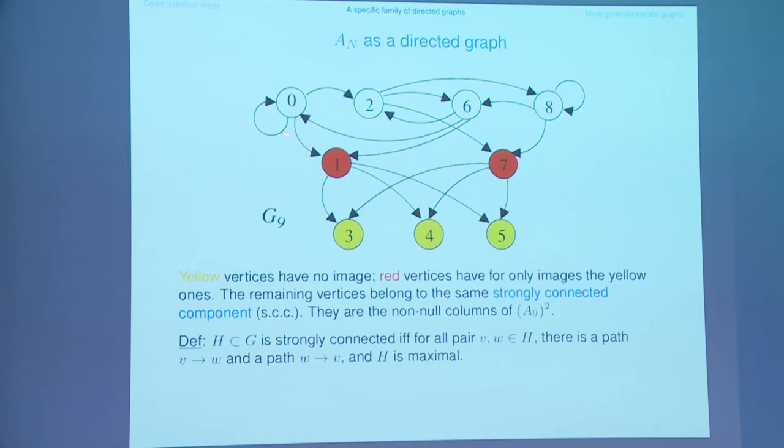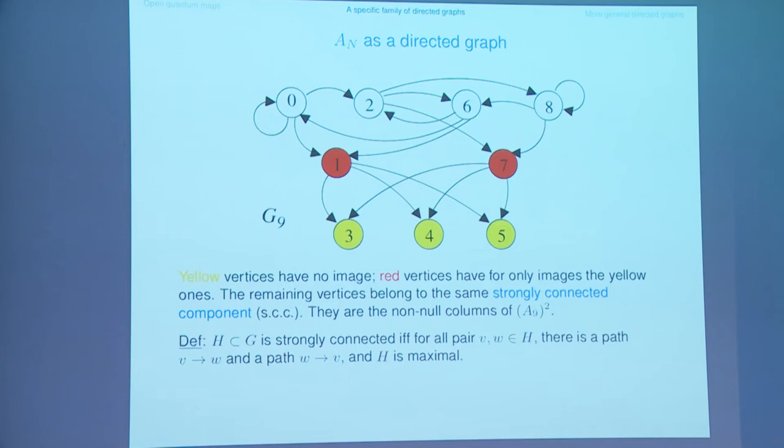So these four, 0-2-6-8, they are never killed. They will still be some entries of the matrix which are non-zero. And topologically, in terms of directed graph, these four nodes here make up what is called a strongly connected component. It's a subgraph such that any two points can be connected, and you can always find a path going from 6 to 0, or a path going from 0 to 6, or a path going from 2 to 6. Here it's obvious, but this is the definition of a strongly connected component. You can always join two elements of this strongly connected component in both directions.